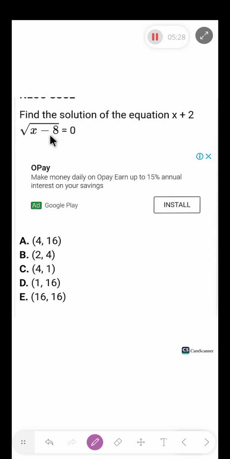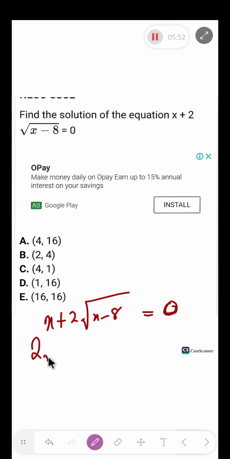So here in this case, find the solution of x plus 2 root x minus 8 equals 0. Hope I'm not mistaken. If this is the main question, no problem. So in this case, whatever we have to do from here is that we can actually square both sides. But to make it easier, let's do it this way. Take this to that side as minus x.